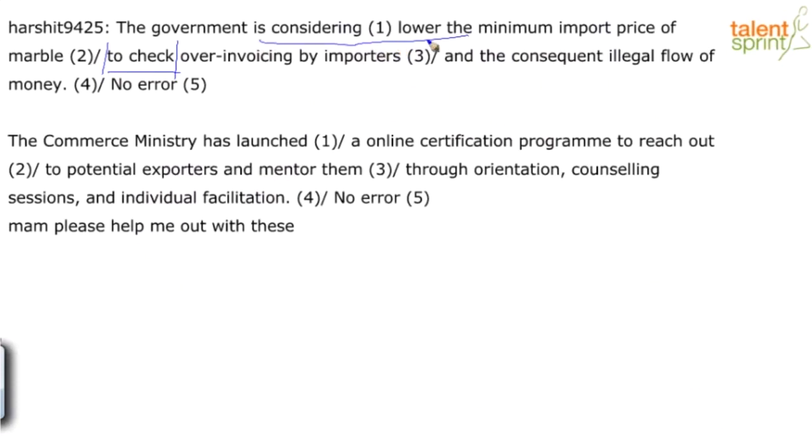The government is considering lowering the minimum import price of marble. For what? What is the intention? What is the purpose? To check. Now the infinitive form is here. To check over invoicing by importers and the consequent illegal flow of money. So error is in part 2. Change lower to lowering. And also initially, if you were paying attention, I had asked the question, the government is considering what? Right? So, verb plus ing form functioning like a gerund. Somebody pointed that out. We need the gerund form here. Are you following? Lowering the minimum import price of marble is what the government is considering. Yeah?